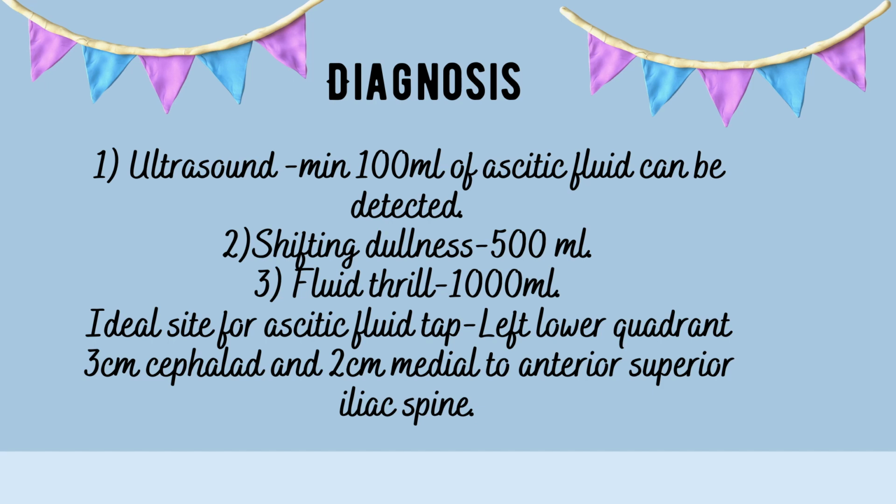So for diagnosis, you can go for ultrasound. A minimum of 100 ml of ascitic fluid can be detected by ultrasound. Then shifting dullness, 500 ml of ascitic fluid. Then fluid thrill, 1000 ml of ascitic fluid will be detected.